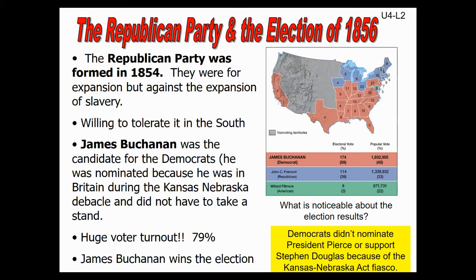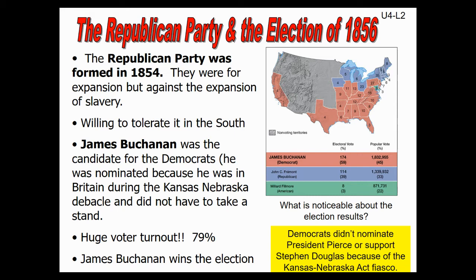Now we see that with this election, there's a huge voter turnout. Buchanan wins, but when we look at the overall results, we see Buchanan gets 59% of the electoral college and 45% of the popular vote.